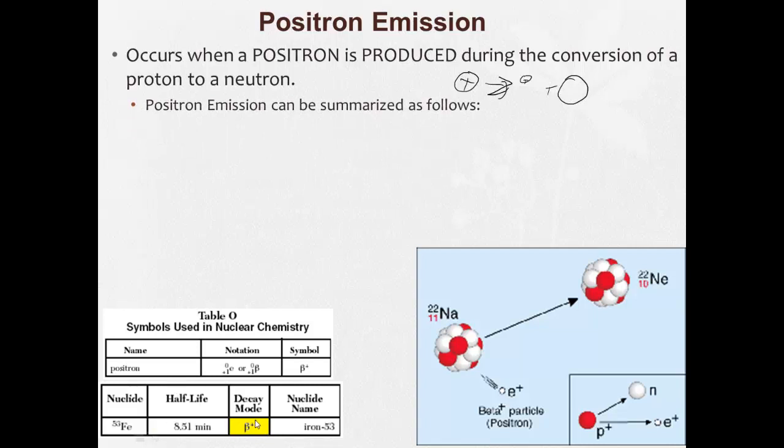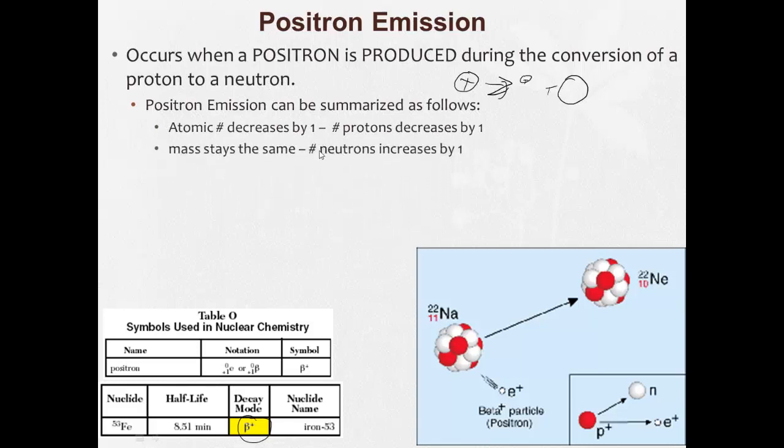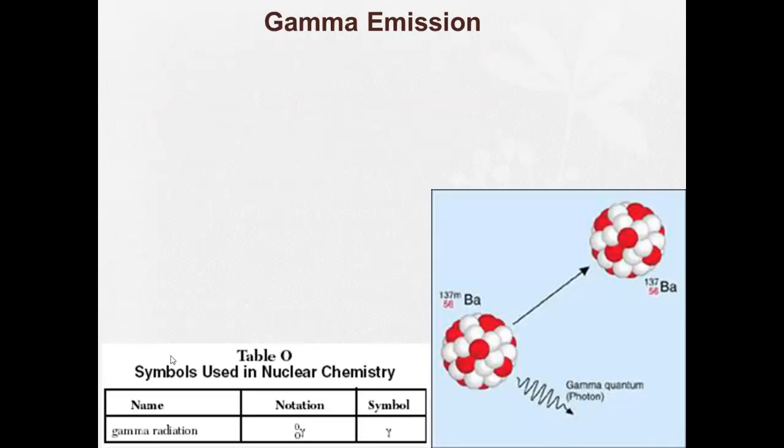And we look here on table N, we can see an example of a positron emitter, like iron 53. So with this, the atomic number decreases by 1 because the number of protons decreases by 1. Just like beta emission, the mass stays the same. So if we look at an example here, iron 53, okay, the atomic number decreases by 1, so we get 25. The mass stays the same, 53, so we'll have element number 25, and our positron, and element 25 is manganese. So iron 53 degrades to manganese 53.